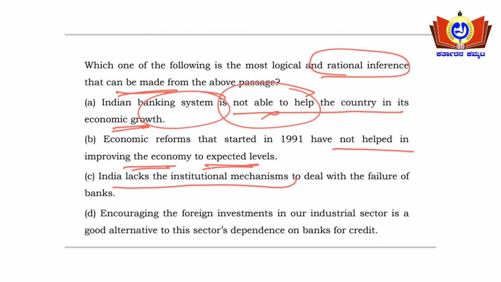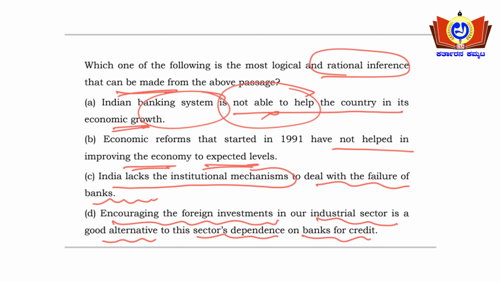India lacks the institutional mechanisms to deal with the failure. This is the most logical statement till this option. I'll also check the fourth option. Encouraging foreign investments in our industrial sector is a good alternative to this sector's dependence on banks for credit. They are talking about less credit from banks here, but nowhere in the passage can we conclude that foreign investment should be made in the bank so that it can help the industrial sector. Nowhere in the passage is it talking about foreign investment.